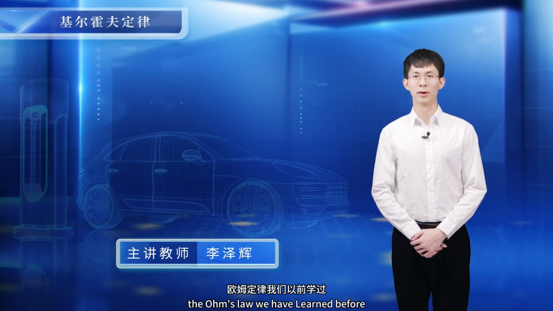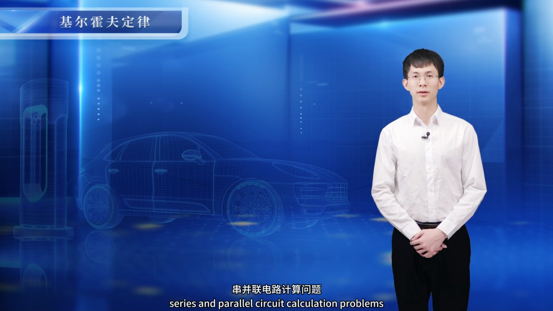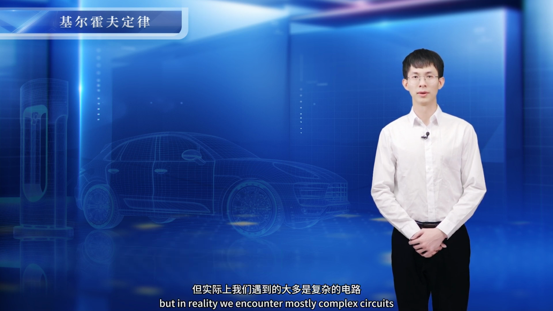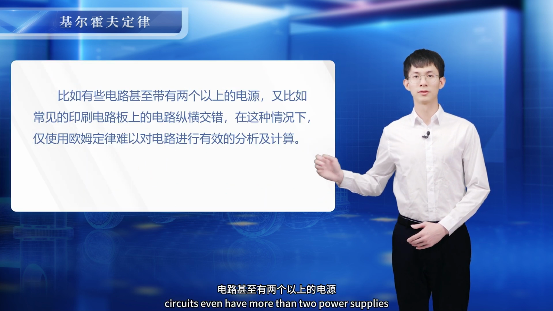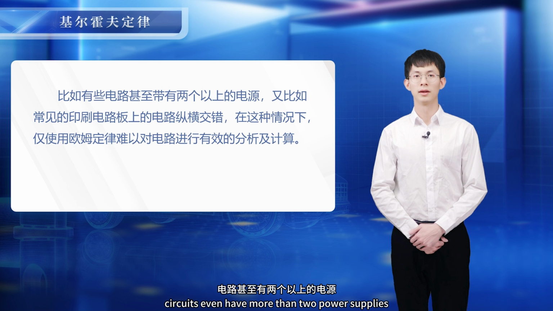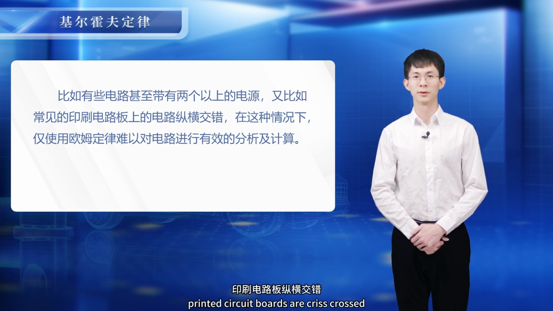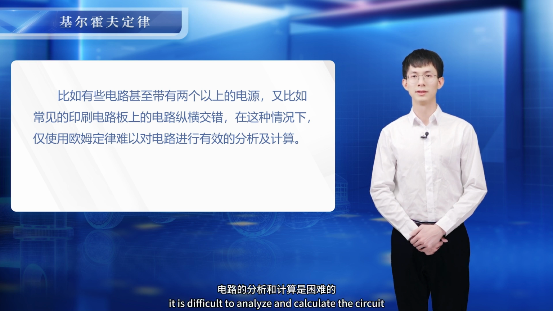The Ohm's law we have learned before can solve simple series and parallel circuit calculation problems. But in reality, we encounter mostly complex circuits. For example, circuits may even have more than 2 power supplies. For example, the circuits on common printed circuit boards are crisscrossed. In this case, using only Ohm's law, it is difficult to analyze and calculate the circuit.